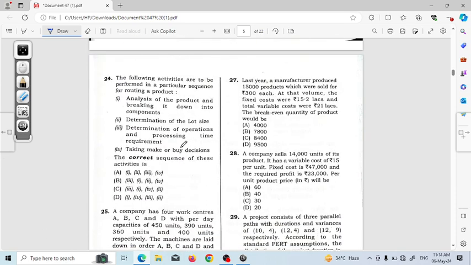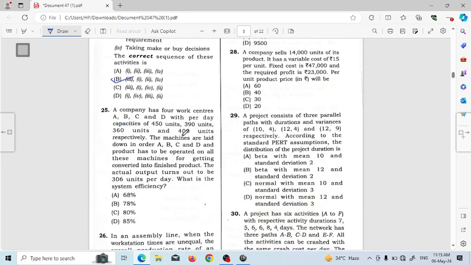Next, question number 24. The following activities are to be performed in a particular sequence for routing a product. Analysis of the product and breaking it down into components. Next, determining lot size, determining operations and processing time, taking the make or buy decision. The right answer will be option B.